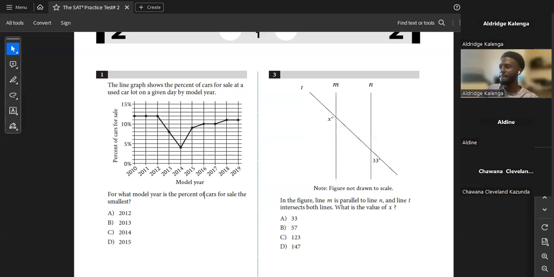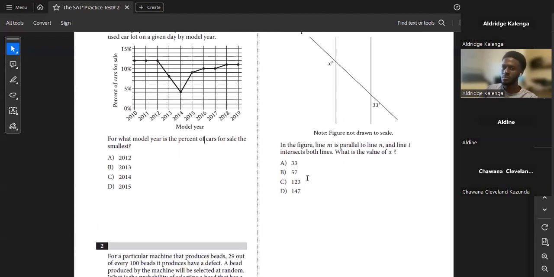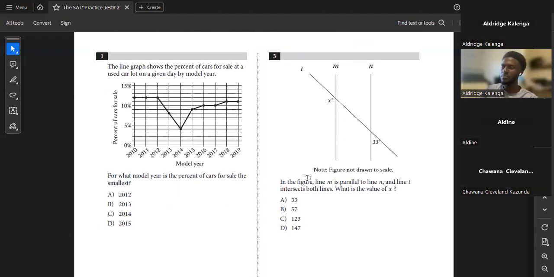Well, the reason why we chose that is because line N is a straight line, so the degree is 180, and it intersects at the angle of 33 degrees. Correct. Minus 33 from 180 to get 147. Okay, there you go. Let me finish that.